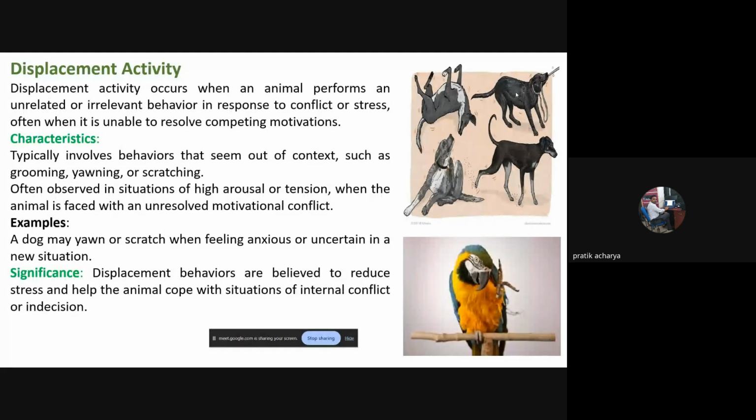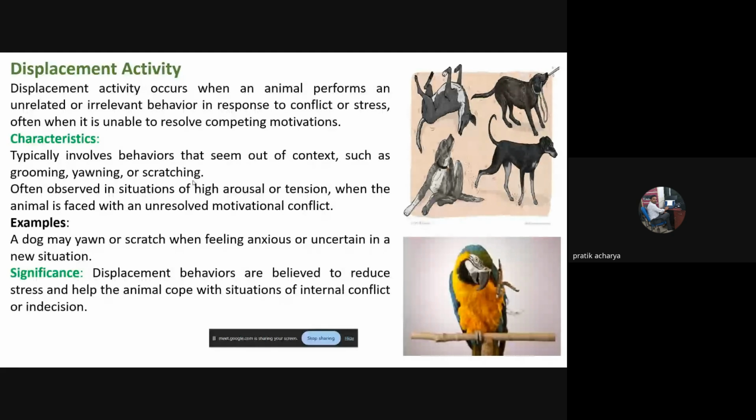What is the characteristic of this behavior? It typically involves actions such as grooming, yawning, and scratching. Sometimes they try to scratch their nails on the ground or any other objects. Why are they doing this? They are very anxious when they are facing certain new things, unnatural things, or any kind of very novel things. They start this kind of activity.